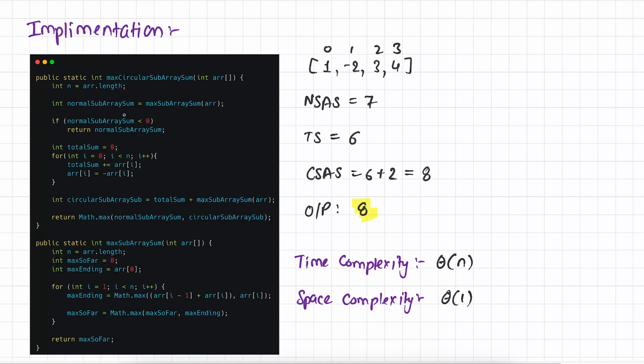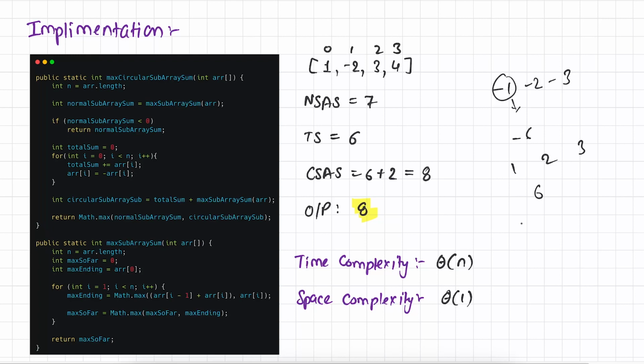Now, talking about this condition, normal subarray sum less than or equal to 0, why are we doing this? Let's say we have an array like this: -1, -2 and -3. If we find the maximum subarray, it gives -1. And if we do not check this condition, then what happens? It's going to compute the total sum, that is going to be -3 plus 2, 4, 5 and -6. And then it's going to invert the sign of all the numbers from negative to positive, and then it's going to find the maximum.